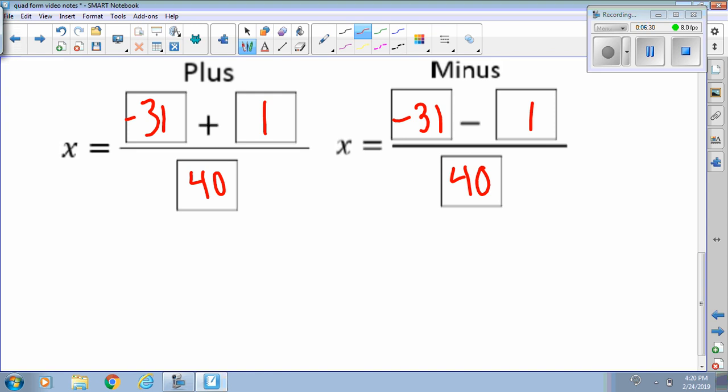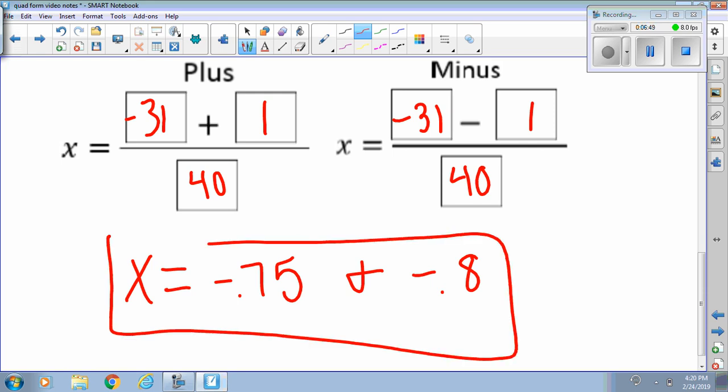Remember to do the top line first, and then hit equals, and then divide. So you should get x equals negative 0.75, and negative 31 minus 1 equals negative 40, so negative 0.8. I promise you, if you do not hit equals first, you'll not get the right thing. All right, try the next 4, and we'll go over them tomorrow.